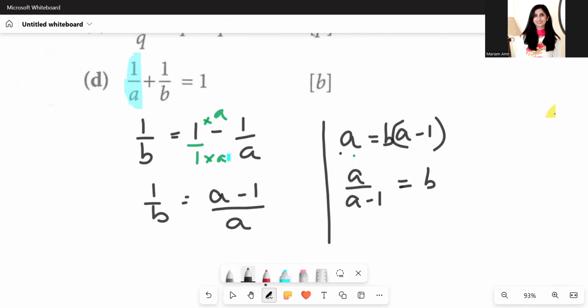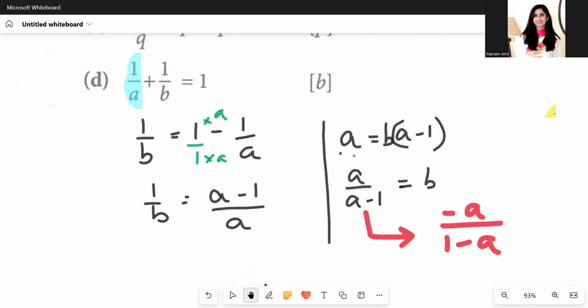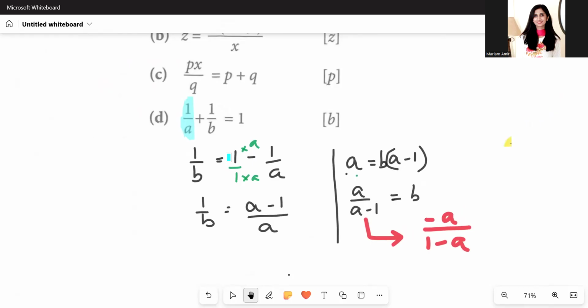Minus A upon 1 minus A is absolutely right. That's absolutely right. This is also considered a correct answer. These are exactly equivalent. If you times minus 1 and times minus 1 here, you get the same thing. It's exactly the same fraction, just written in a different way. Okay, yes. All right, now we're done with the homework corrections.